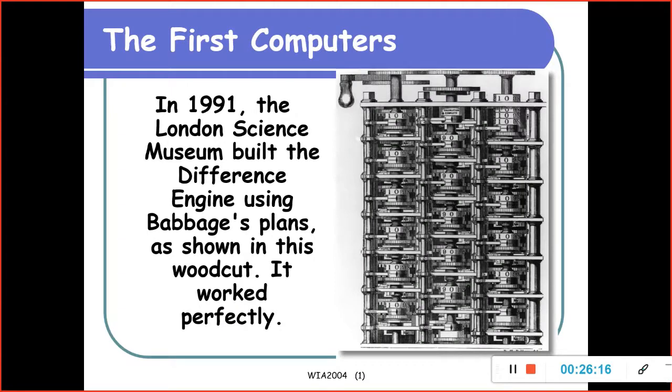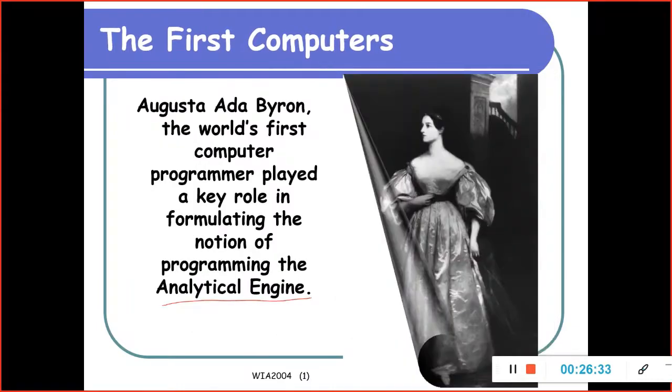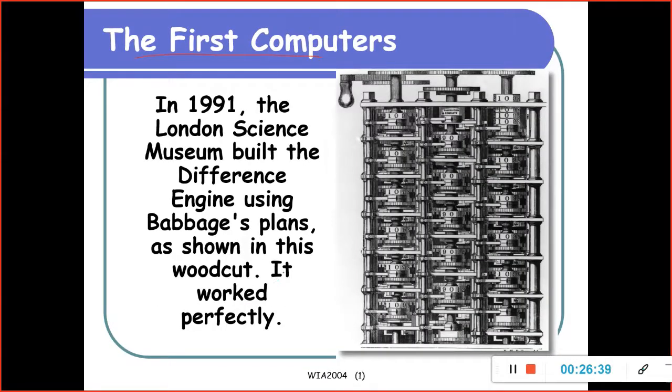So the first computer: in 1991, the London Science Museum built the Difference Engine using Babbage's plans. This is not the first computer. It's a couple of improvements on the first one, which is from Augusta Ada or the analytical engine. You have Babbage's plans as shown in this punch card. It works perfectly. It can only solve mathematical equations and such. It has very limited processing power.